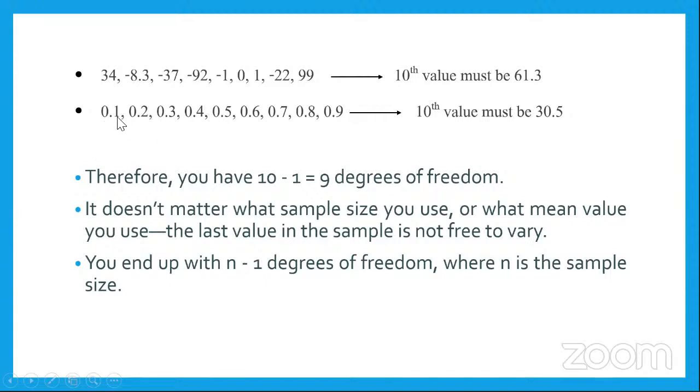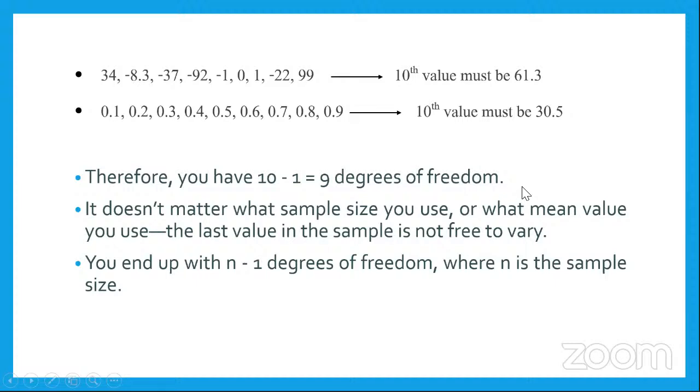Same is with this example. Suppose we have selected 0.1 on the first value, 0.2 on the second, 0.3 on the third value, likewise 0.9 on the 9th value. As soon as you pick up the 0.9, the 10th value becomes very specific, and that is 30.5 to make the total 35. Therefore you have 10 minus 1, that is 9 degrees of freedom.